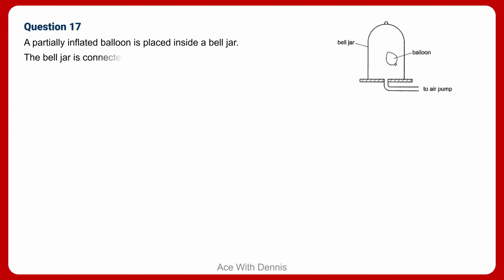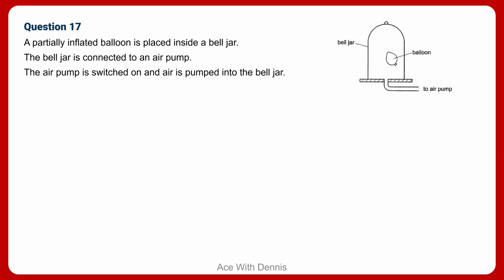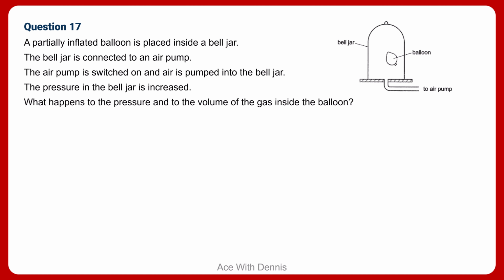Question 17. A partially inflated balloon is placed inside a bell jar, as shown in this figure. The bell jar is connected to an air pump. The air pump is switched on and air is pumped into the bell jar. The pressure in the bell jar is increased. What happens to the pressure and to the volume of the gas inside the balloon?